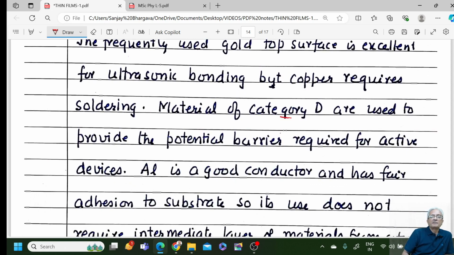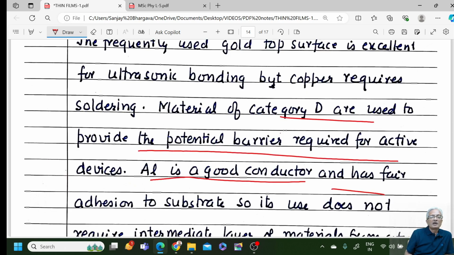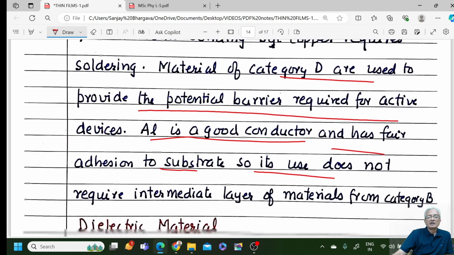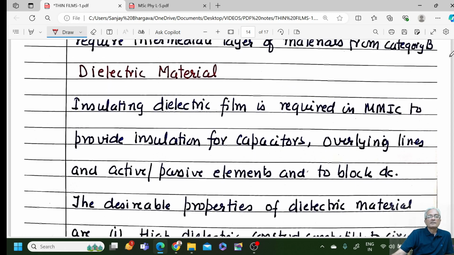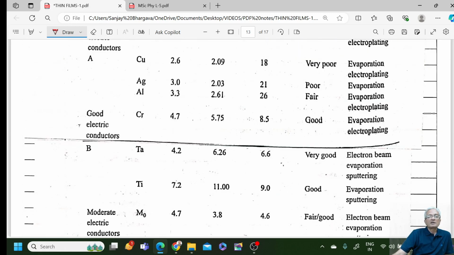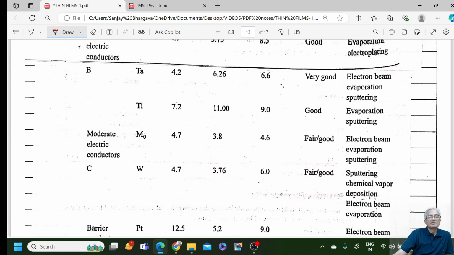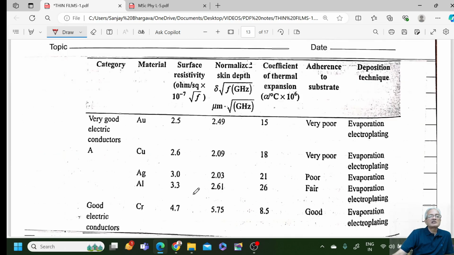Materials of category D are used to provide the potential barriers required for the active devices. Aluminum is a good conductor and has fair adhesion to the substrate, so its use does not require an intermediate layer of materials from category B. So the table here shows the comparison of properties. We have materials, very good electrical conductors under category A, which have gold, copper, silver and aluminum.